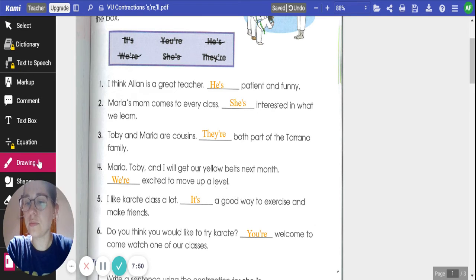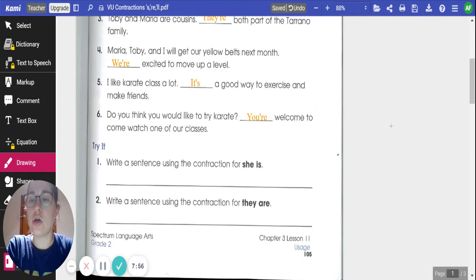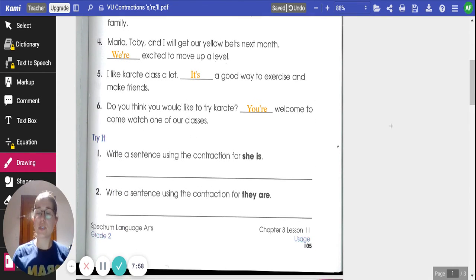At the bottom, underneath those 6, you are going to write 2 sentences. You can number them 1 and 2. The first one, you're going to write a sentence using the contraction for she is. And for the second one, you're going to write a sentence using the contraction they are. Go ahead and pause the video to write those 2 sentences. And when you come back, we will review them.